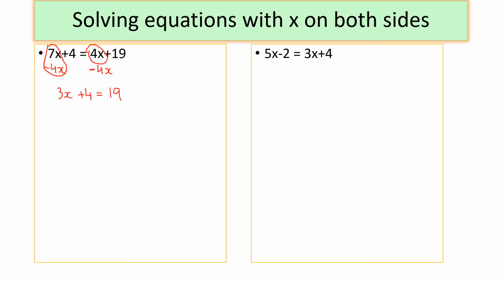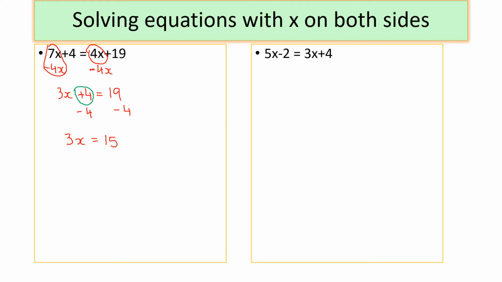Okay, so I've got x's on one side. I also want to have all the numbers on the other side. Okay, so right now, plus 4 is on the wrong side. I want to have it on the right hand side. So to get rid of add 4, I need to do the opposite, which is taking away 4. Okay, again, remember to do the same to both sides. So 3x equals 19 take away 4 is 15.